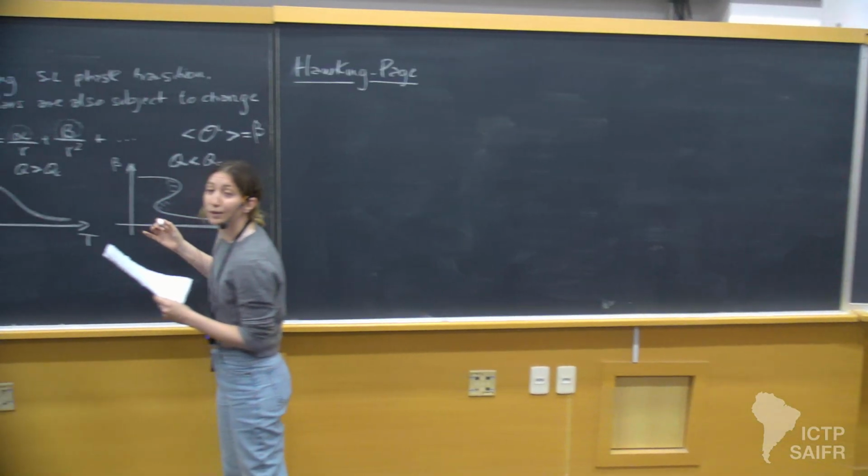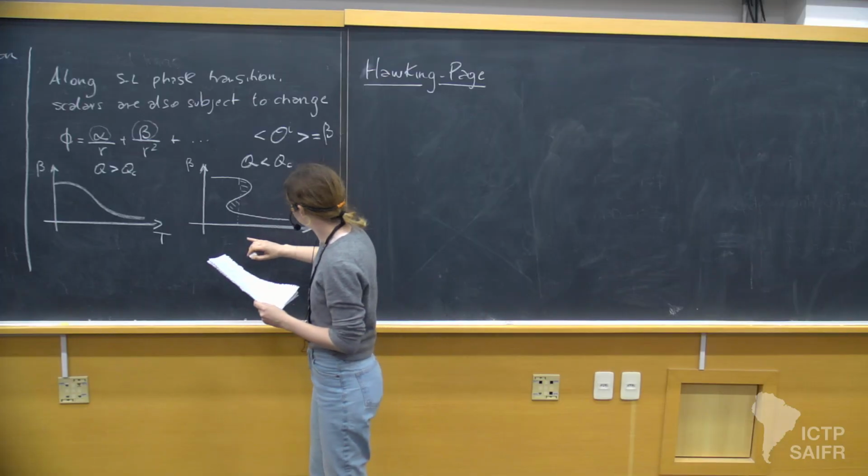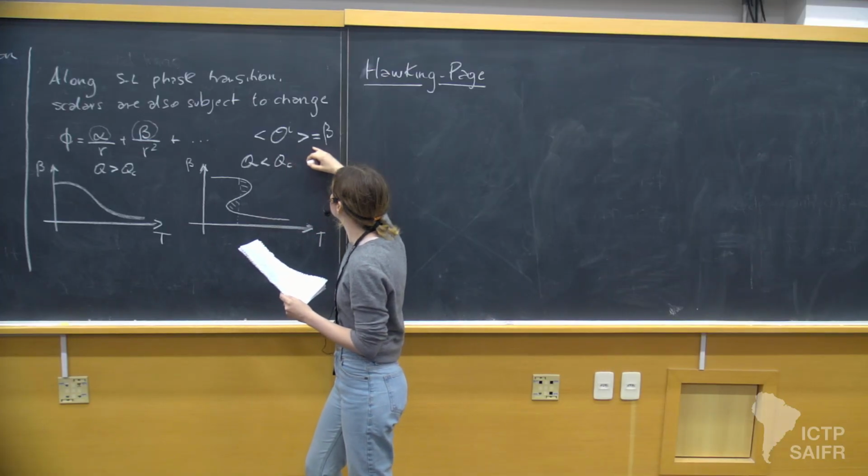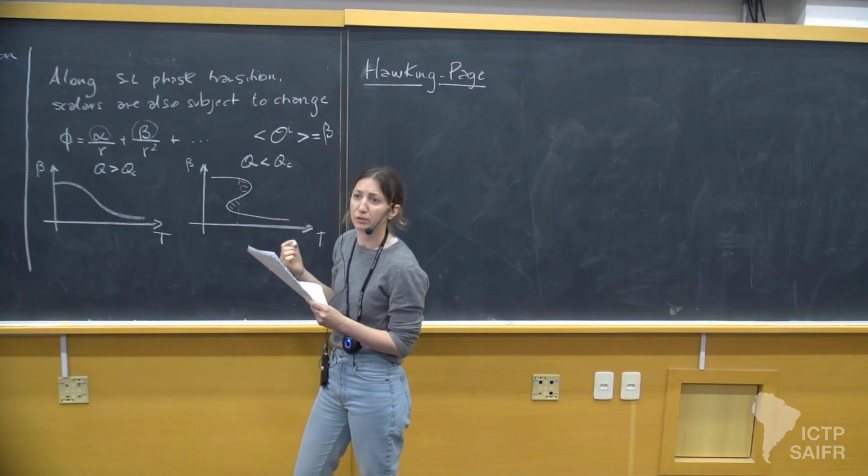What is the expectation value of this? Sorry, above the second graph. Yes. So this is an expectation value of an operator in the dual field theory.